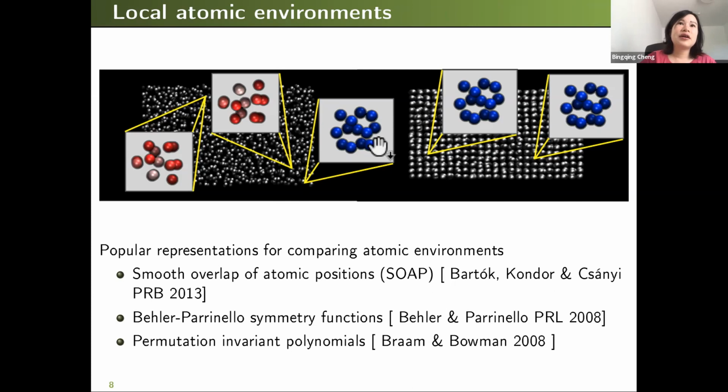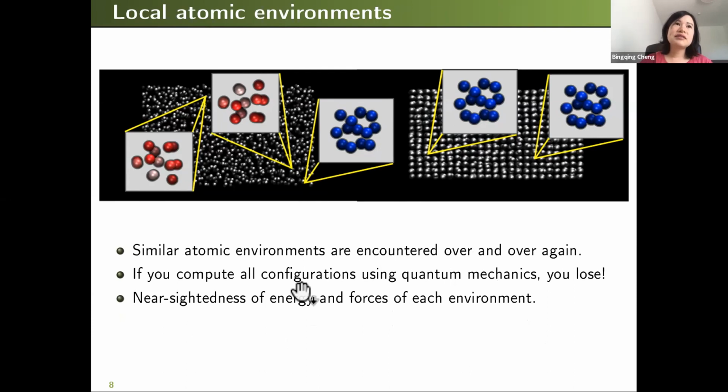So we can represent this environment using a list of vectors, using a mathematical representation, and then we can compare and characterize them with ease. Now, what does it imply that we have very similar atomic environments over and over again in our system?